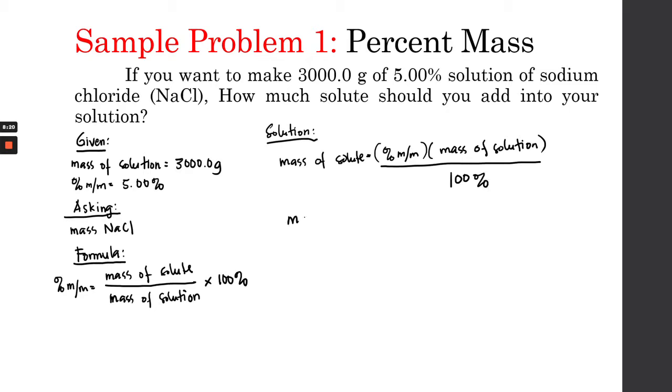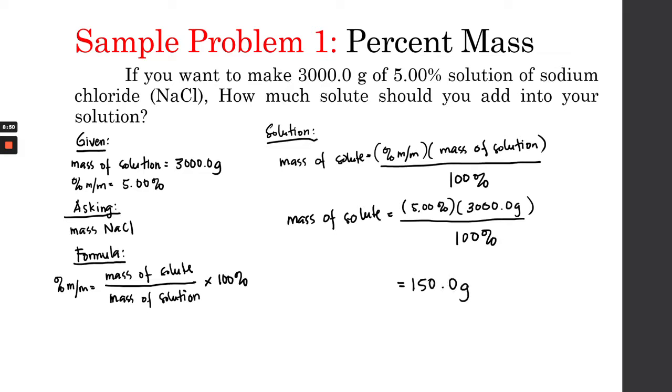Okay, so now that we have our equation rearranged, let's plug in our numbers. Mass of solute is equal to percent mass, which is 5%, multiplied by the mass of solution, which is 3,000 grams, and divided by 100. That would give us a mass of solute of 150.0 grams of NaCl.